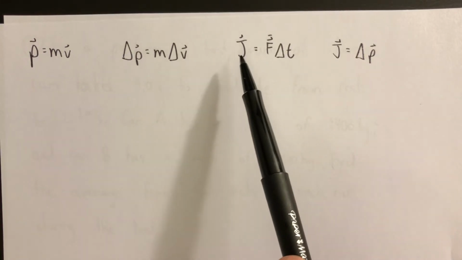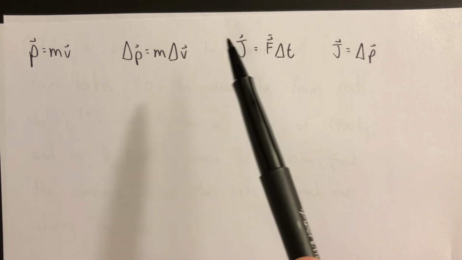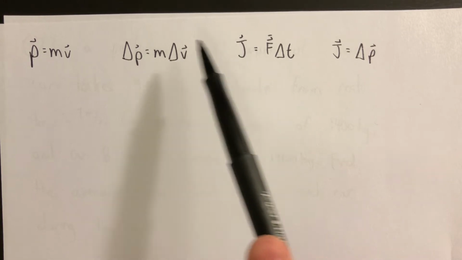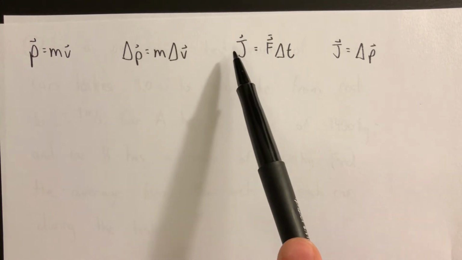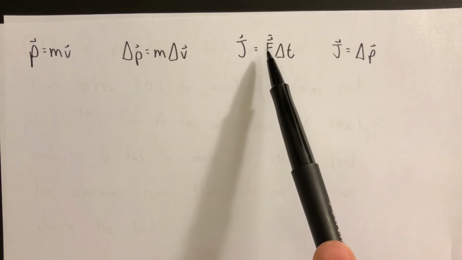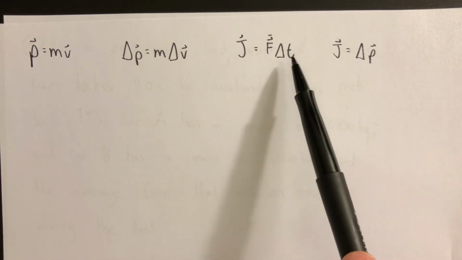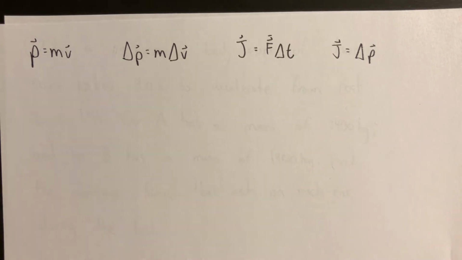We also have J, which stands for impulse. Impulse has the same unit as momentum. So J is impulse, its unit is kilogram meters per second. F is force, the unit is newtons. T is time, the unit is seconds.